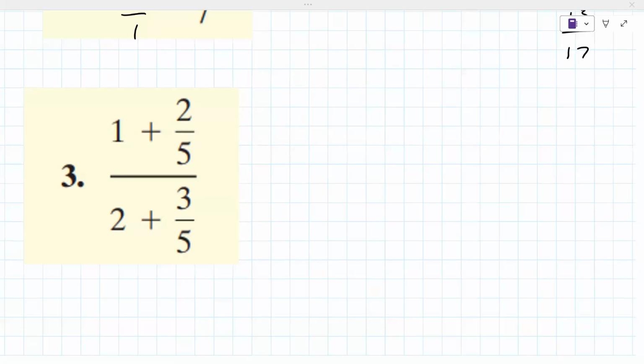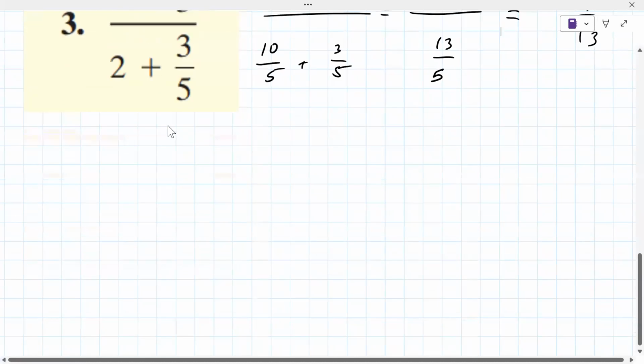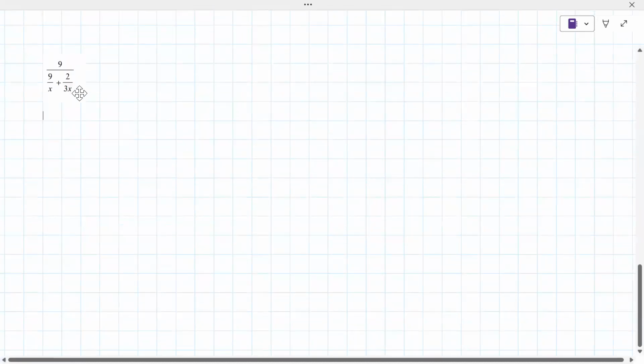Seven over 13. Okay. So we got 5 over 5 plus 2 over 5, 10 over 5 plus 3 over 5. So that's 7 over 5, 13 over 5. Yes, it's 7 over 13. Good.